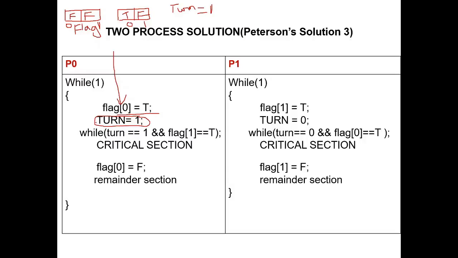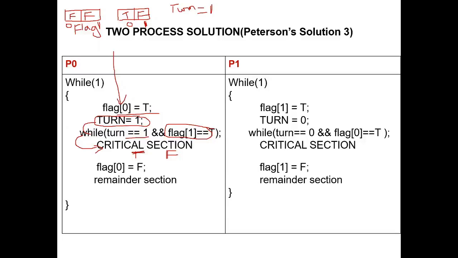Now it is going to check the condition here. In the condition the turn value is equal to 1, so the condition is true here. And the flag of 1 is equal to true? I want to check here the flag of 1. You can see here flag of 1 is false. So the first condition, turn is equal to 1, is true, and flag of 1 is equal to true is false. One condition is true and one condition is false, which means the overall condition is going to become false and it is going to enter into the critical section.